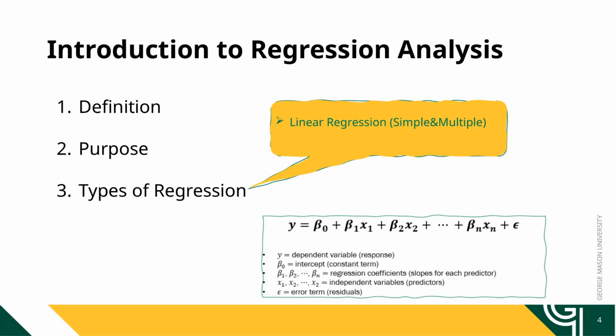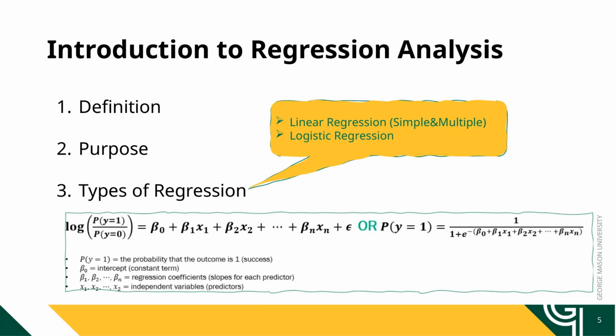We'll focus on two types of regression: linear and logistic regression. Linear regression encompasses models that describe the relationship between a dependent variable, y, and one or more independent variables, x's, using a linear equation. The goal is to minimize the sum of squared residuals. Simple linear involves one independent variable. Multiple linear involves two or more independent variables.